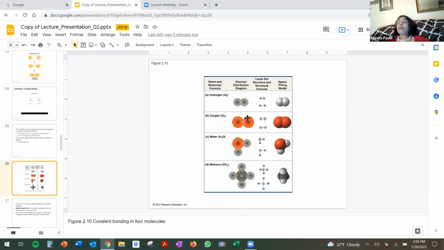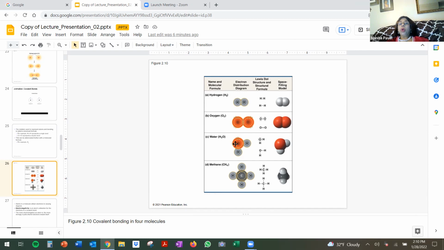Oxygen, O, atomic number 8, so 2 and 6. It has 6 valence electrons in the valence shell, so it is unstable. To become stable, it goes through a chemical reaction, combining with another oxygen. So it shares 2 electrons, satisfying the octet rule, thereby having a total of 8 valence electrons.